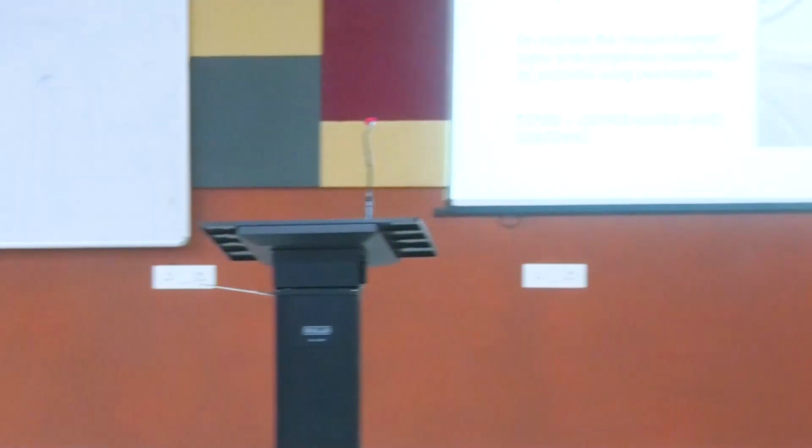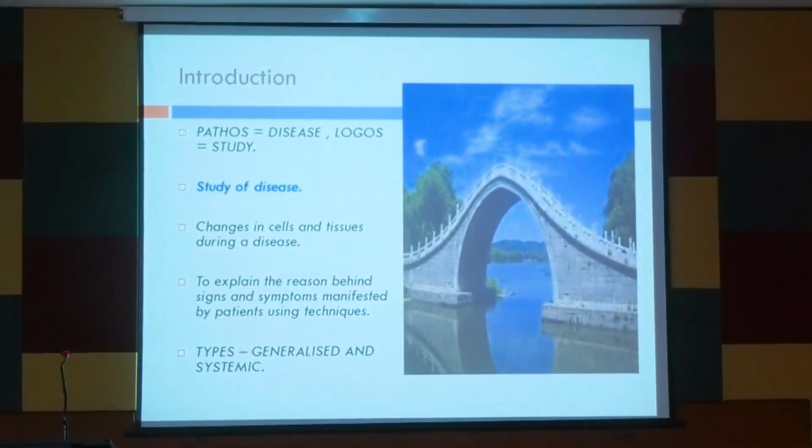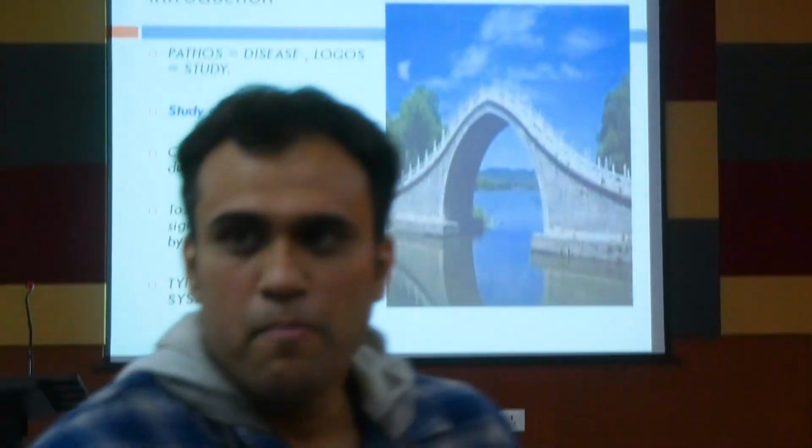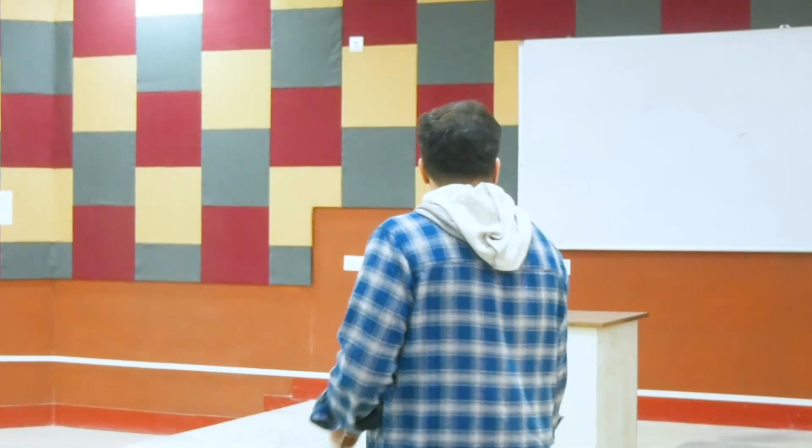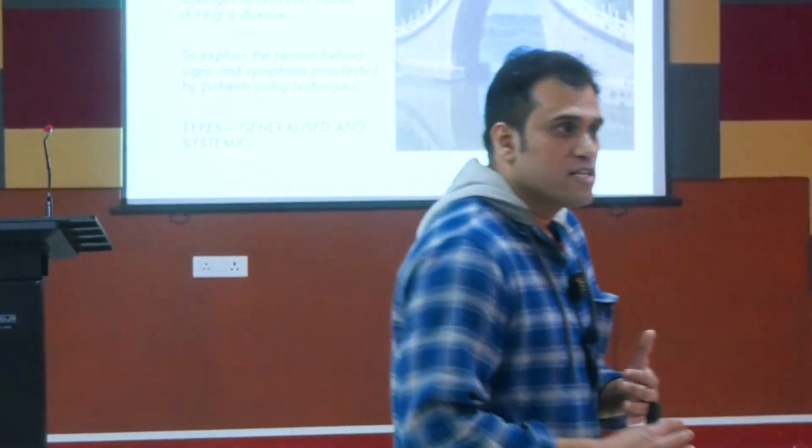Having given you a brief introduction on pathology, now coming to the main part. What is pathology? Pathology is basically the study of diseases. Patho means diseases. Logos means study. So what changes take place? It's basically the changes in cells and tissues that happen during a disease: the morphological, the biochemical, the structural changes that take place in cells and tissues during a disease.